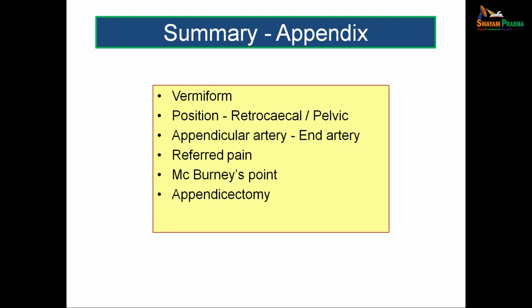Next, we looked at the anatomy of the appendix, which is also called the vermiform appendix because of its resemblance to a roundworm, and the commonest position of the tip of the appendix is retrocecal or pelvic. The appendicular artery supplying the appendix is an end artery, so necrosis along with thrombosis can result in perforation of the appendix. The pain from appendicitis will be referred to the umbilical area because of the common nerve supply, one being sympathetic and the other somatic. The maximum tenderness point in case of appendicitis is McBurney's point, and removal of the appendix is called appendicectomy.